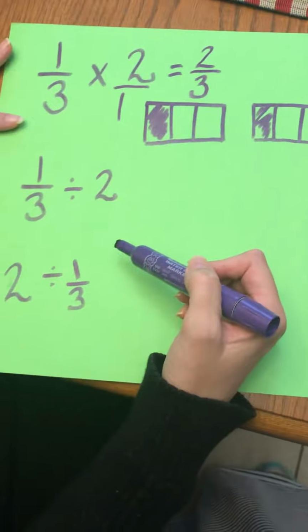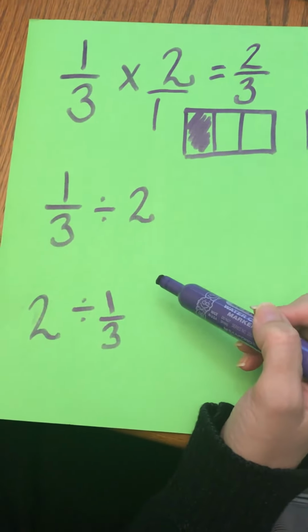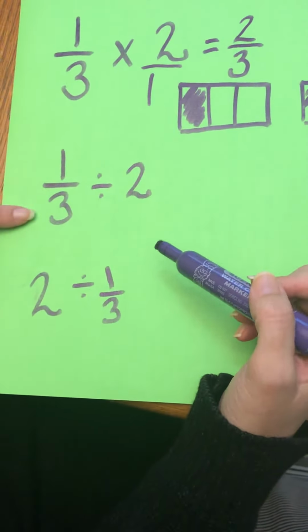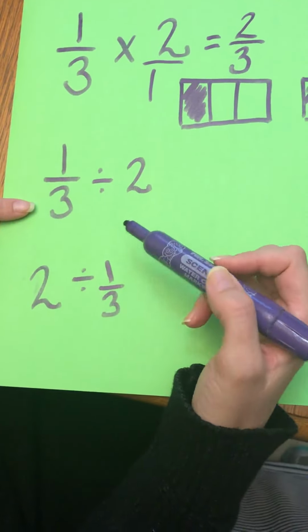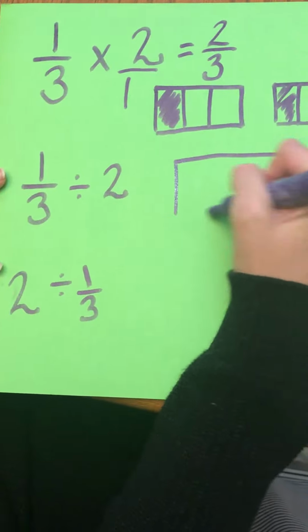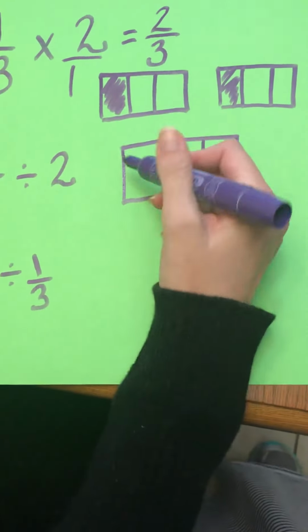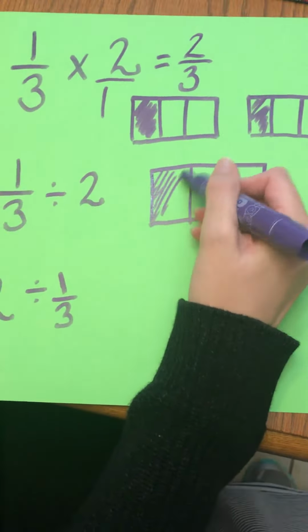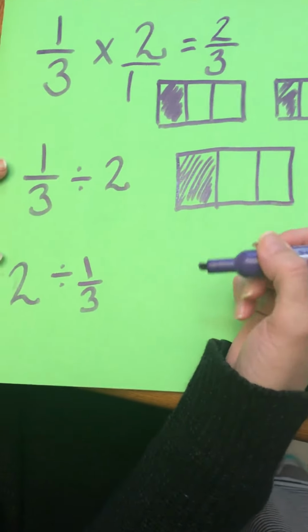Now, then we moved on to dividing with fractions. So this problem, it kind of looks similar, but now I've got 1/3 divided by 2. So a model of this one would show just 1/3. And then I'm going to divide that in 2.